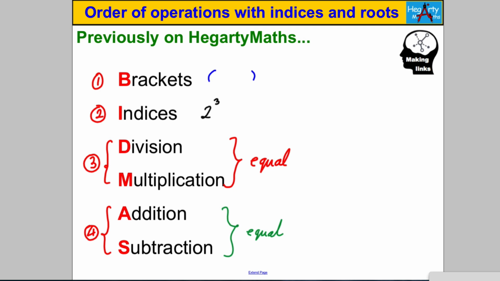If you remember that, and we've done other videos on this previously with negatives and fractions and all sorts, let's just go straight into it where they involve indices and roots, which is the second most important thing. Right, let's go.